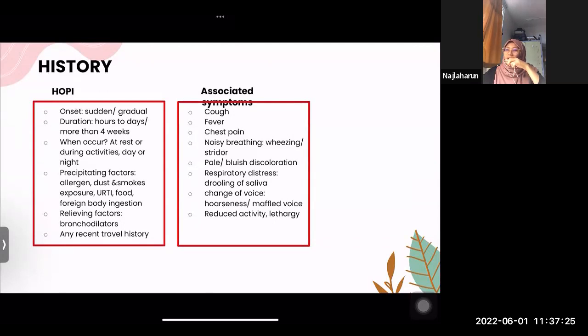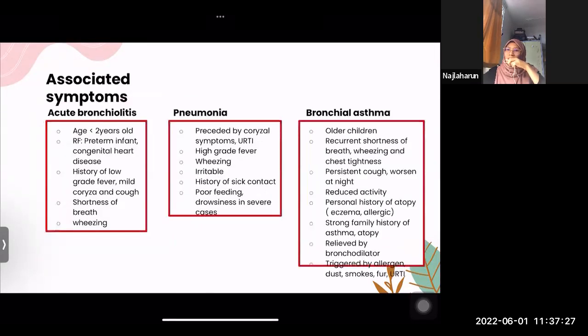So next, I will further explain according to the differential. In case of acute bronchiolitis, commonly in toddlers less than 2 years, you need to know the risk factors: a preterm infant or those with underlying congenital heart disease. Usually they present with a history of low-grade fever, mild coryza and cough, followed by shortness of breath and also wheezing.